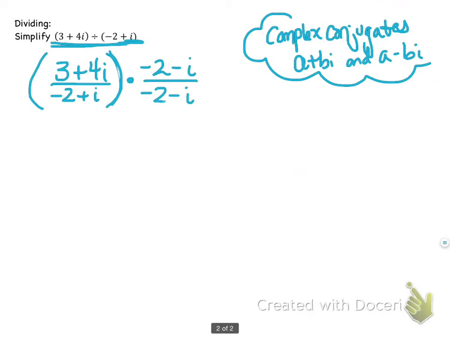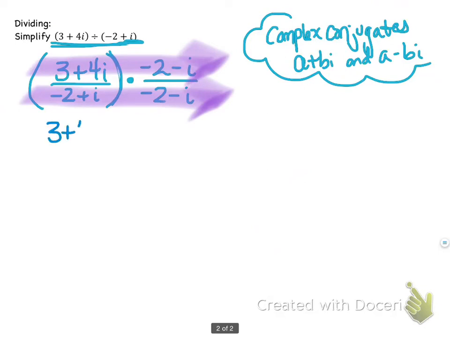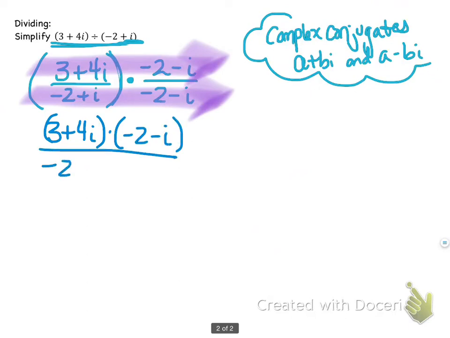And remember that when you multiply two fractions together, all you do is multiply straight across the numerator and multiply straight across the denominator. So it's super easy. All we have to do is write it out as a problem like this: 3 plus 4i times negative 2 minus i, all over negative 2 plus i times negative 2 minus i. And then I can just FOIL that out so that it looks nice and pretty.